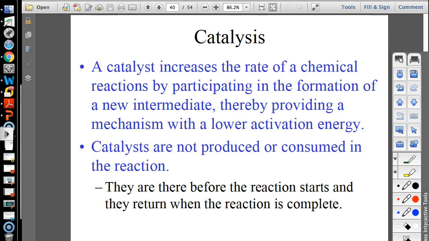They do form an intermediate, but they're not consumed. Like your car isn't consumed in the road trip, right? You just get in and out. What they do is they provide an alternate pathway. And this is the part of the definition of catalyst that everybody leaves out. Yeah, they lower the activation energy, but they do so by providing an alternate reaction pathway.